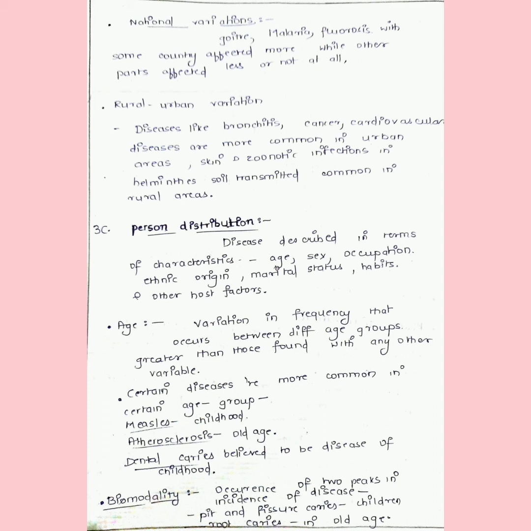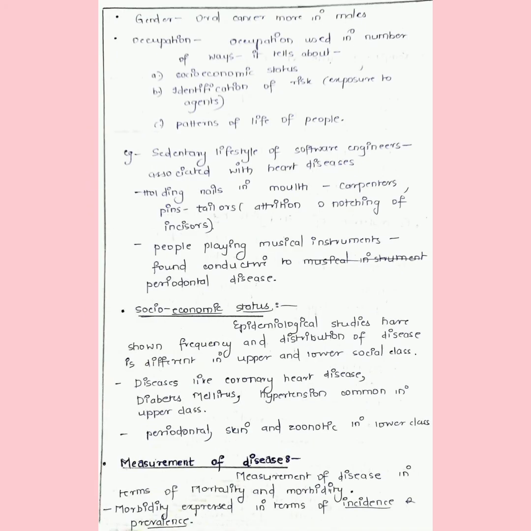That is the occurrence of two peaks in the incidence of disease. Say there's pit and fissure caries common in children, whereas root caries is seen only in old age. Another important characteristic is gender. Certain diseases are more common or associated with the sex of an individual.